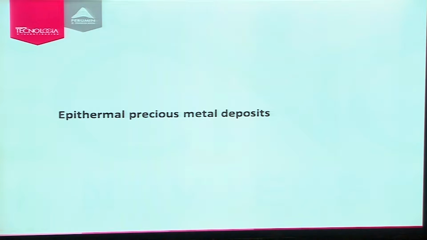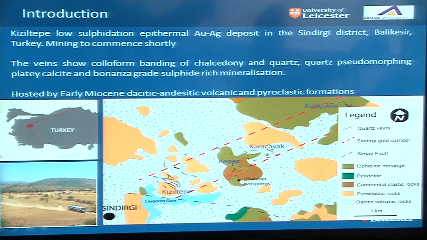I'm going to start with epithermal precious metal deposits and a case study from Turkey. This is from working with one of our partners, Ariana Resources, in western Turkey in the Kiziltepe low sulfidation copper, gold, silver deposit. Mining is to commence very shortly. This was a few days ago. They've started breaking ground there. And it's a typical low sulfidation epithermal gold deposit.